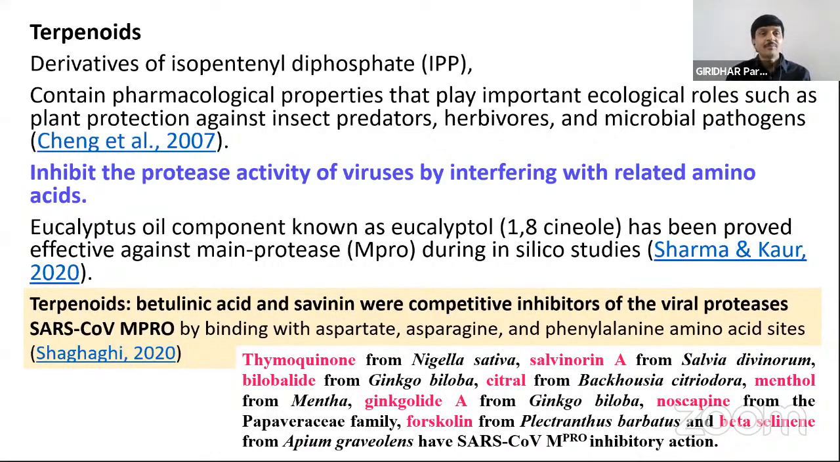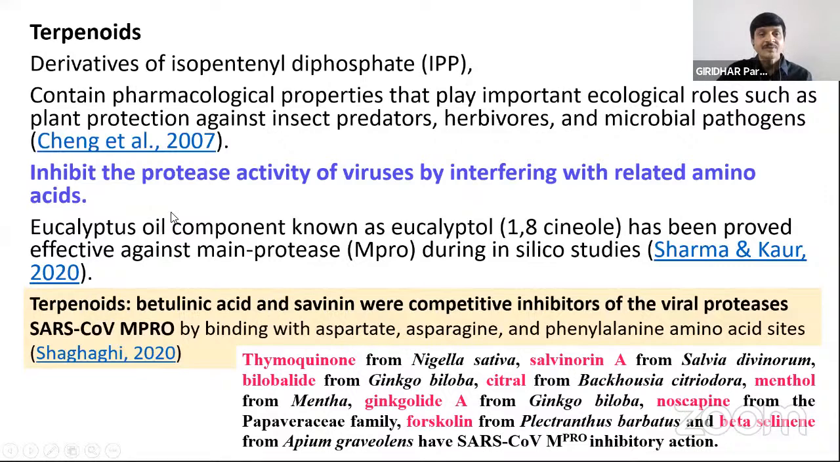So next, the most important after alkaloids are the terpenoids. These basically get their origin from the IPP, the isopentenyl diphosphate pathway. Their pharmacological properties mainly provide protection to the plant against insect predators, herbivores, and microbial pathogens. So these antimicrobial and anti-pest properties are mainly attributed to structural IPP rings, and similarly, it inhibits the protease activity of viruses by interfering with the amino acids.